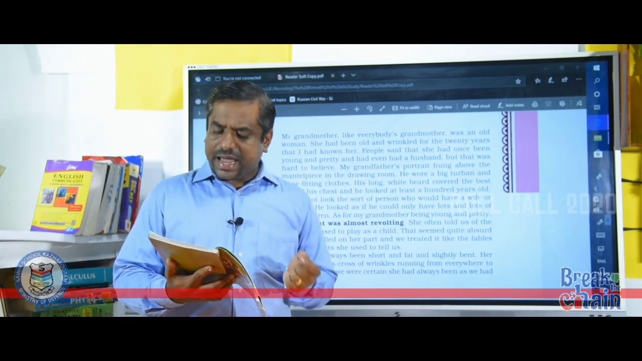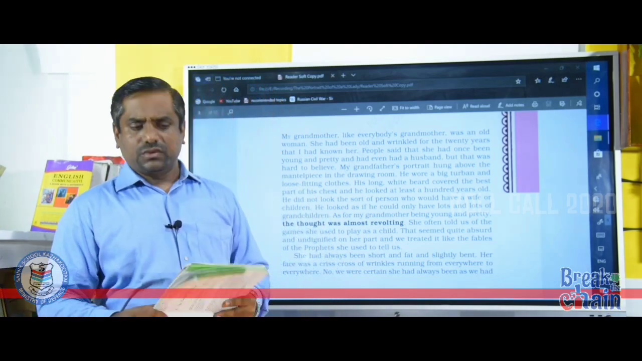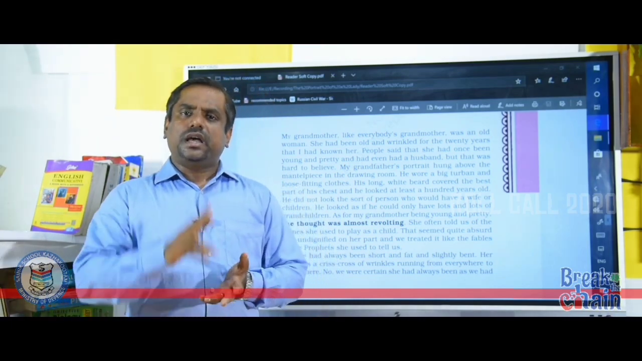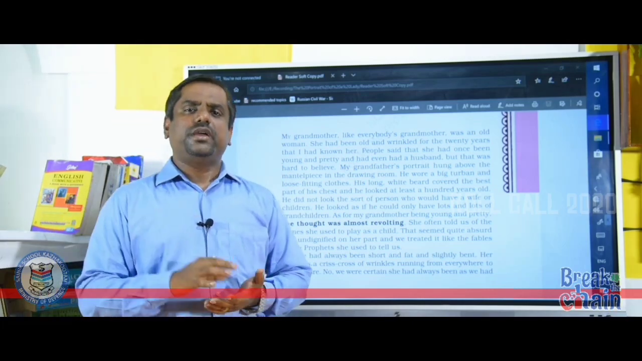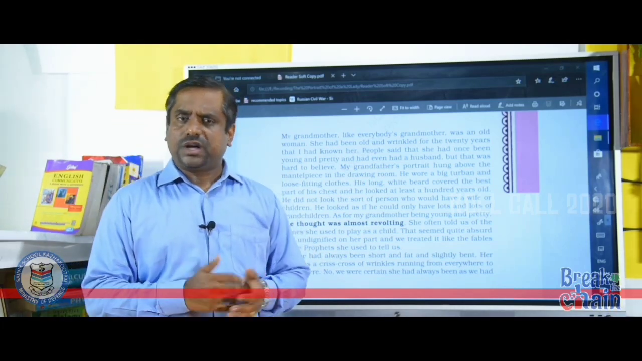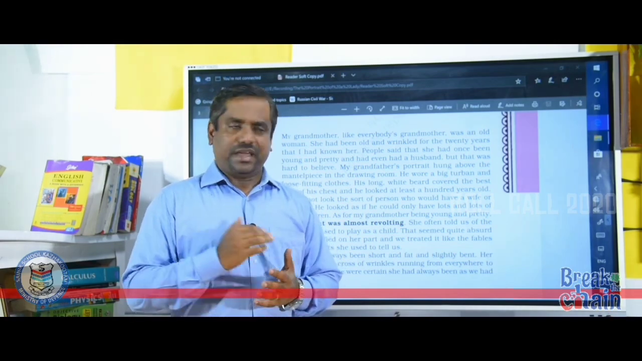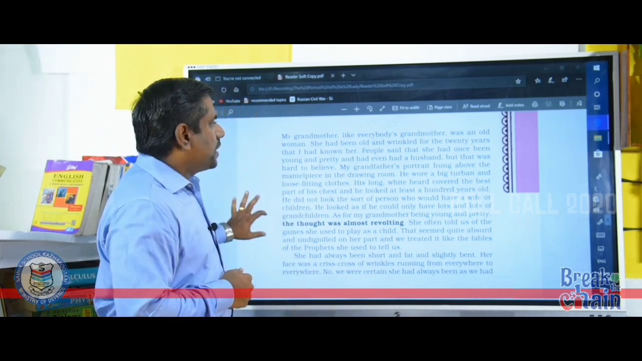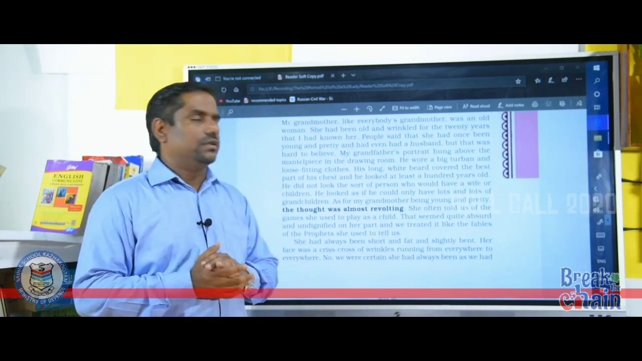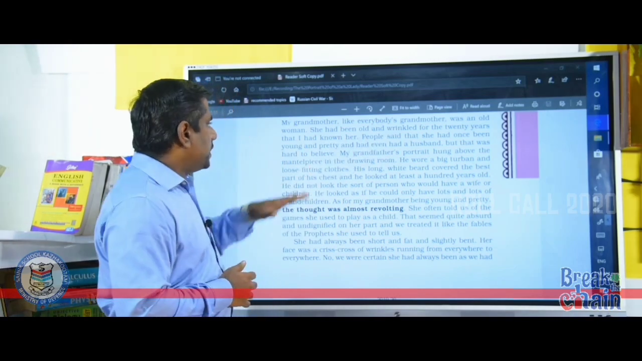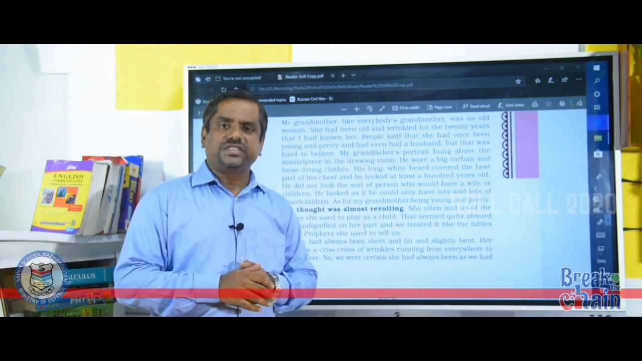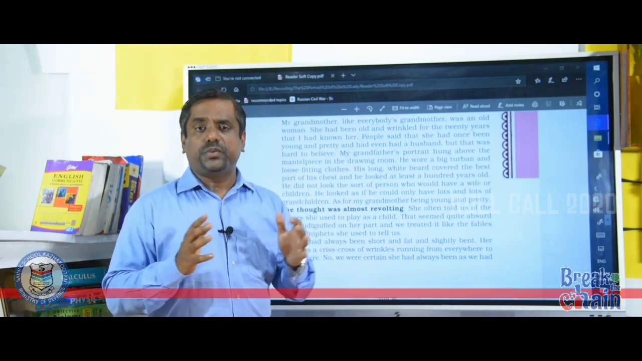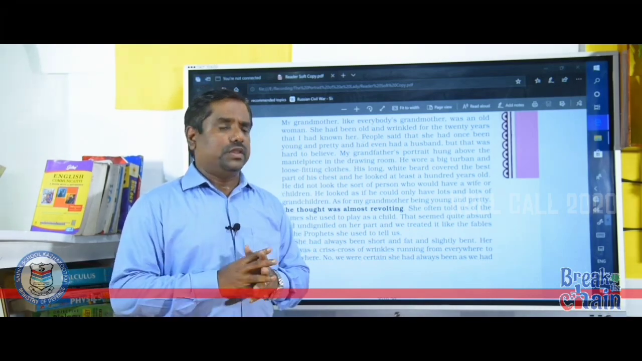My grandmother, like everybody's grandmother, was an old woman. So whenever we think about the word grandmother or grandfather, the image that would definitely strike us is someone very old. A grandmother or a grandfather can never be young. That is a common notion that everybody keeps in their minds. So my grandmother, like everybody's grandmother, was an old woman. She had been old and wrinkled for the 20 years that I had known her. So here Khushwant Singh is explaining more about his association with his grandmother for nearly 20 years.